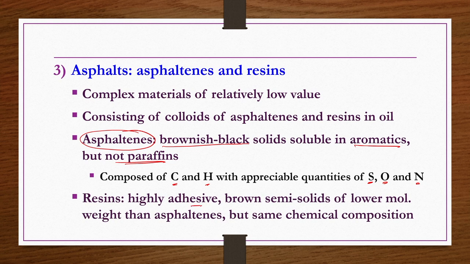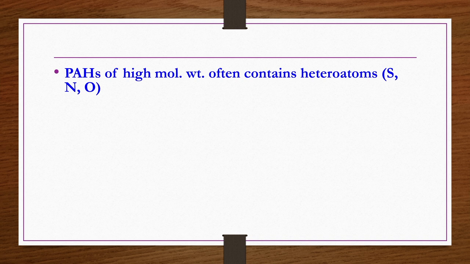Resins are highly adhesive brown semi-solids, not solids like asphaltenes. They are semi-solids of lower molecular weight than asphaltenes. They also have higher molecular weights compared to the paraffins, isoparaffins, etc. But if you compare with the asphaltenes, then these resins are lower molecular weight, but they have the same chemical composition. These polyaromatic hydrocarbons of high molecular weight often contain heterogeneous atoms or heteroatoms like sulfur, nitrogen and oxygen.